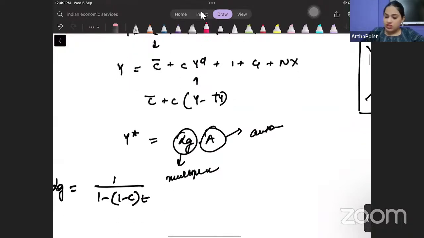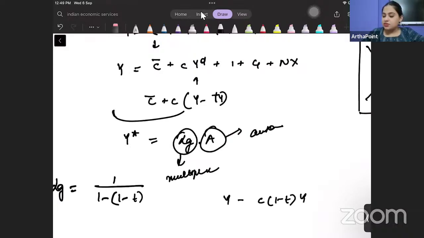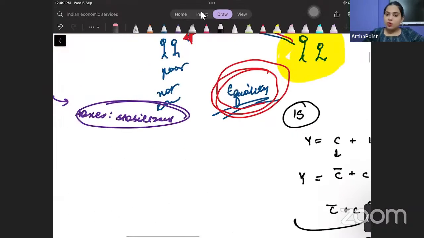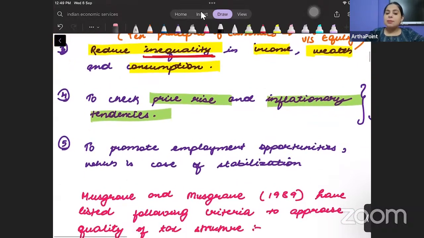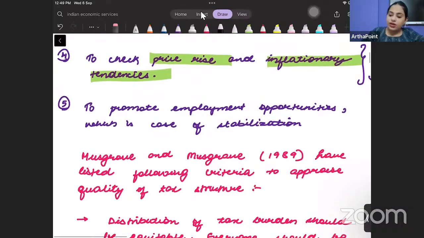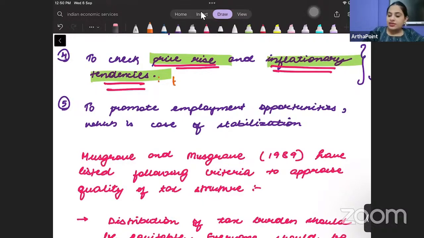Okay. So here, this should be T and C. Now you have to just take this here, beta. This will be y minus c1 minus ty. So this is my multiplier. Nevertheless, this is all macroeconomics. But from there I just want to raise this point that whenever there is a price rise or price decrease, whenever there is inflation or deflation, then you can just write that taxes act as stabilizers.